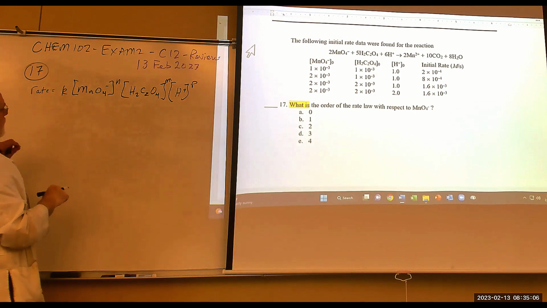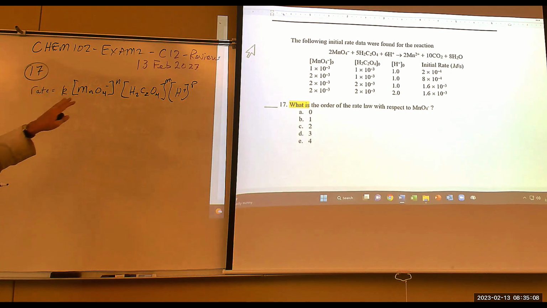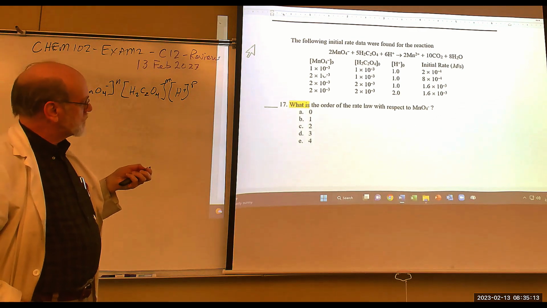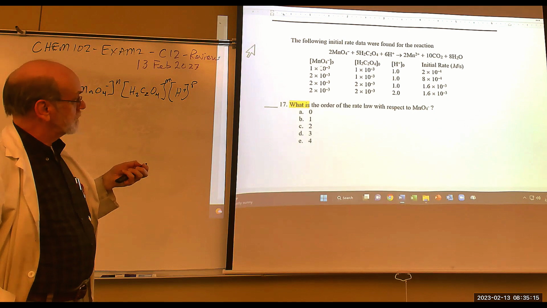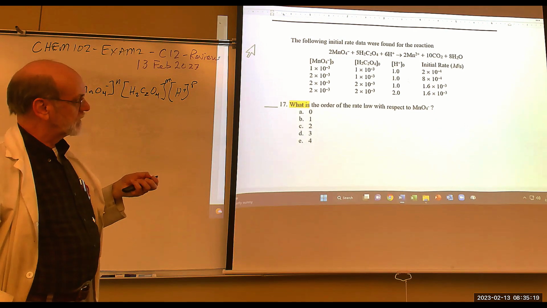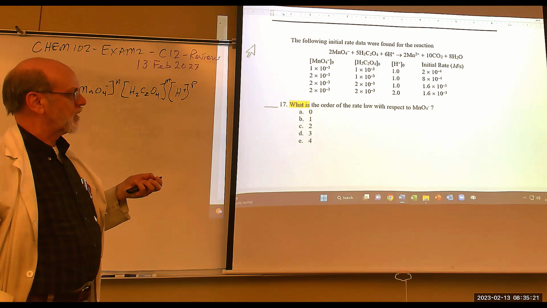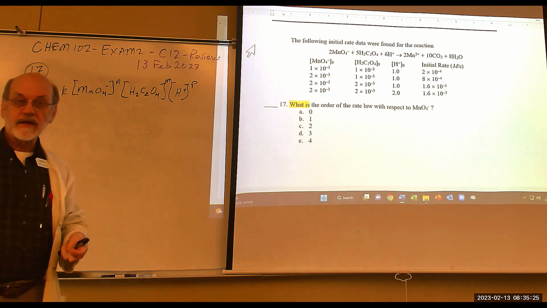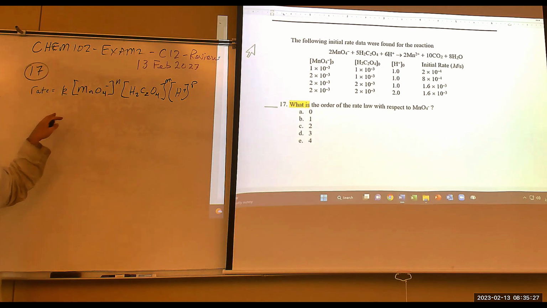Right there. Okay, so that's the overall rate law. Now, if we notice that when we change the concentration of manganate from 1 to 2, we got an increase in rate. So if we're going to ratio them, it'd probably be more efficient to ratio the second one to the first one. That'll give you a positive, non-fraction, whole number for the ratio.